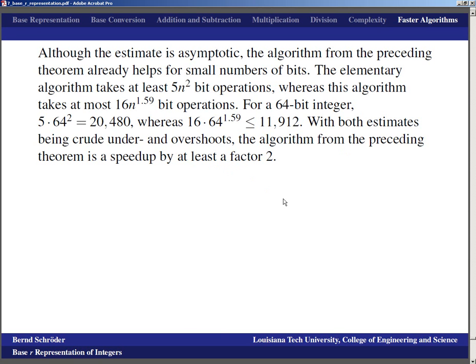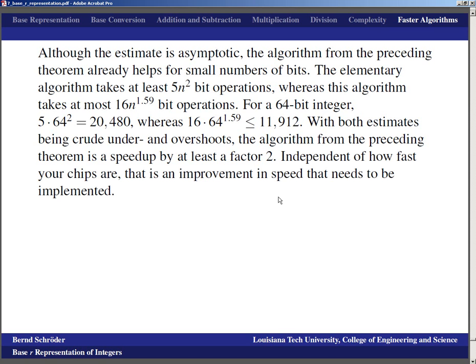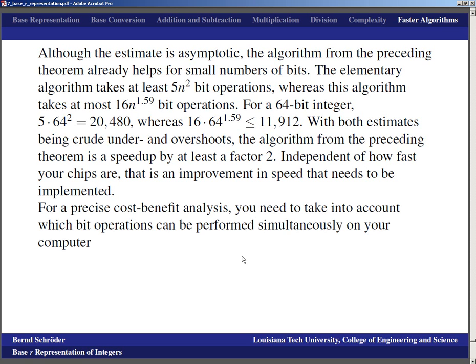And of course, even though ultimately it's just a constant factor, you don't want to give constant factors away if you can set up a faster algorithm, right? So independent of how fast your chips are, that is an improvement that must be implemented. Everybody would be extremely mad with an operating system designer if they used a terrible algorithm and we used a supercomputer at half the speed that it could run just because some programmer didn't put the right algorithm in there, right? That is just something that does not happen and should not happen.